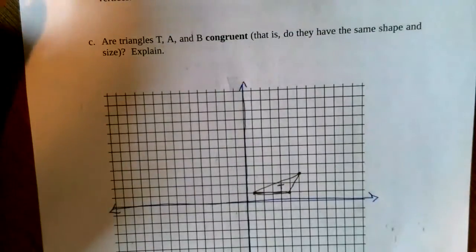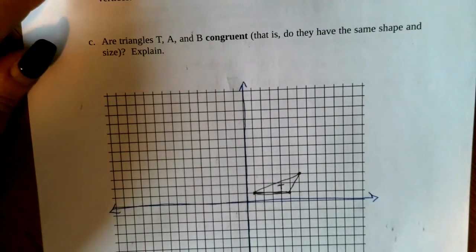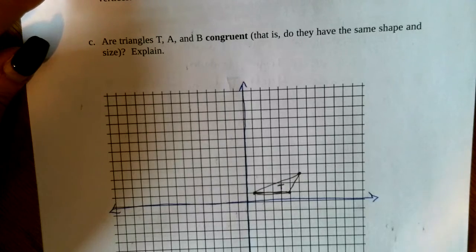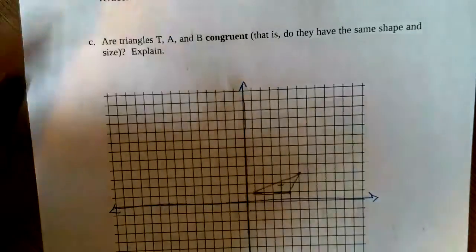All right. Next up, for A, it says to translate or slide the triangle left 3 units and down 4. Label this triangle A and list the vertices.